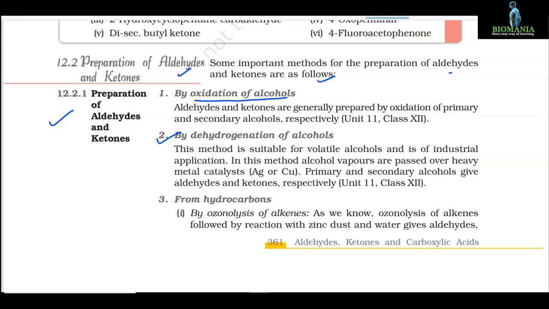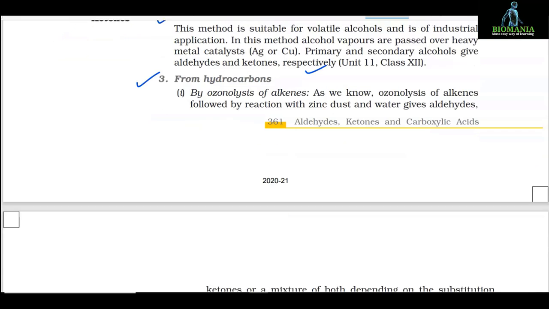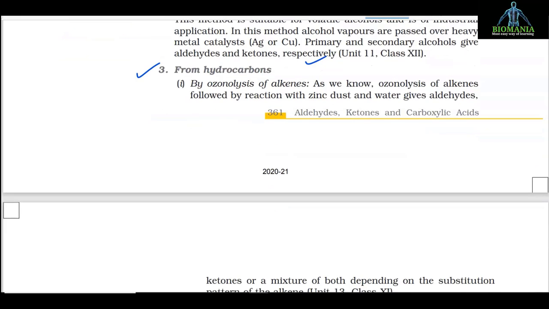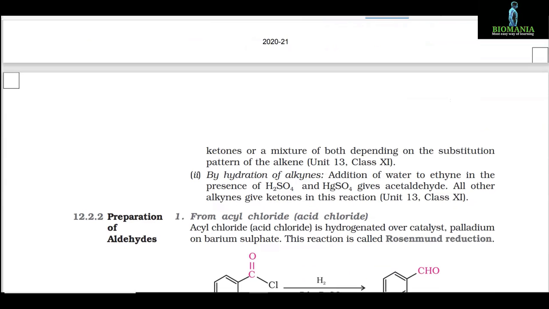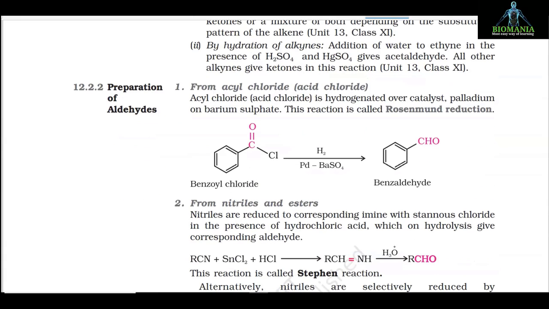This method is suitable for volatile alcohols and is of industrial application. In this method, alcohol vapors are passed over a heavy metal catalyst, that is Ag or Cu. Primary and secondary alcohols give aldehydes and ketones respectively. Number 3. From hydrocarbons. Point 1. By ozonolysis of alkenes. As we know, ozonolysis of alkenes followed by reaction with zinc dust and water gives aldehydes, ketones, or a mixture of both depending on the substitution pattern of the alkene.